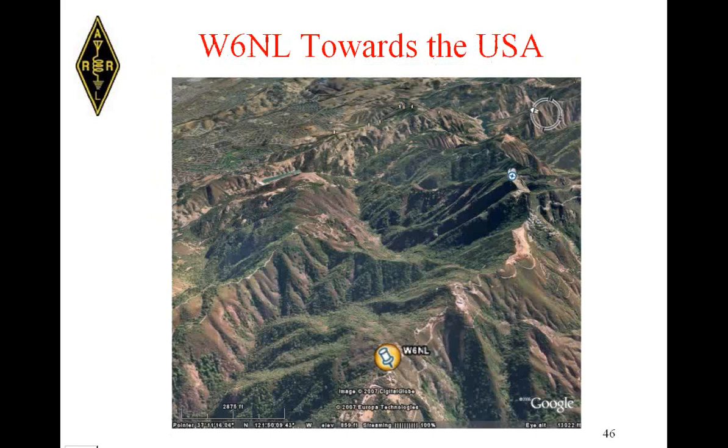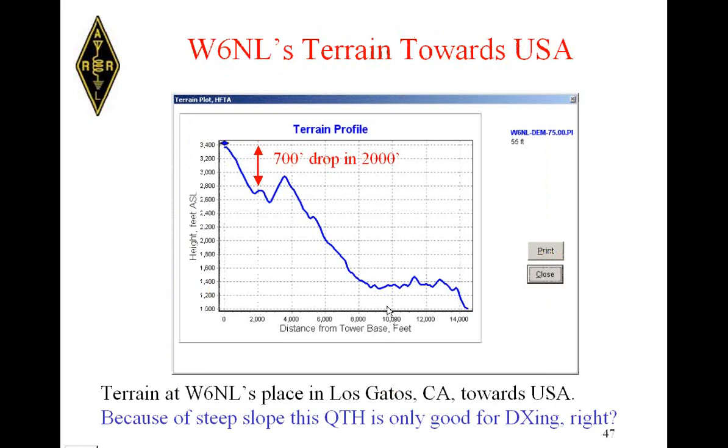Here's W6NL, Dave Leeson's place down in Los Gatos. This is San Jose over here, and this is his location up on top of a mountain. Now his terrain is even more dramatic, in that in the direction of the U.S. there's a 700-foot drop in 2,000 feet of horizontal distance from the tower. And again, the scales of the x-axis and the y-axis are different. This goes out to 14,000 feet, and this goes about 2,400 feet in drop.